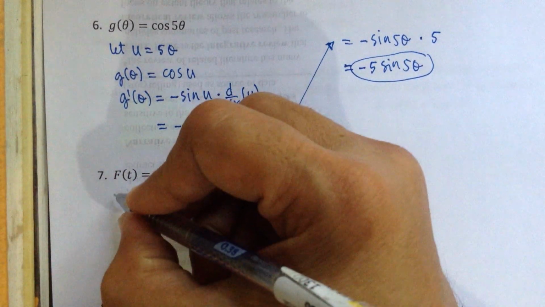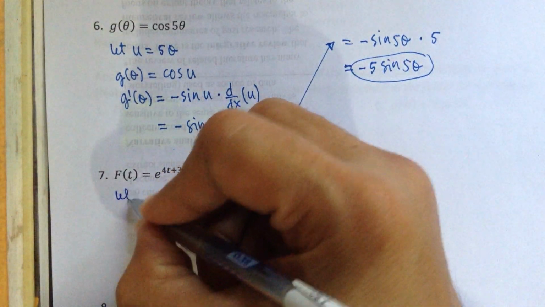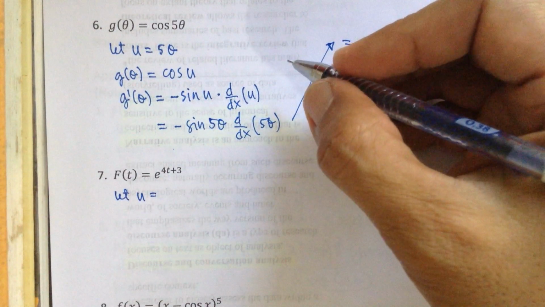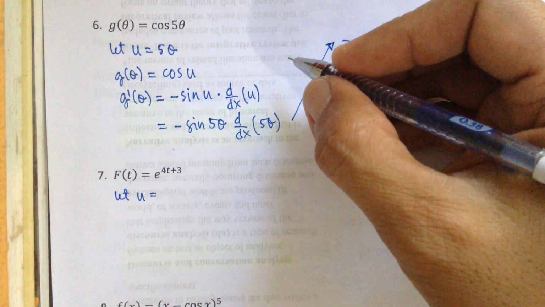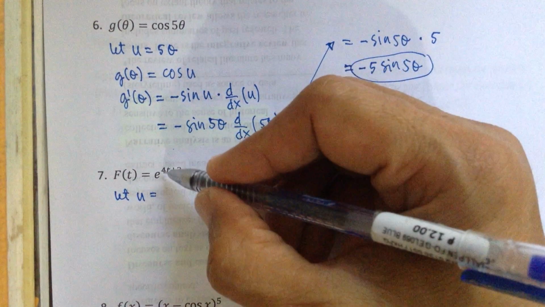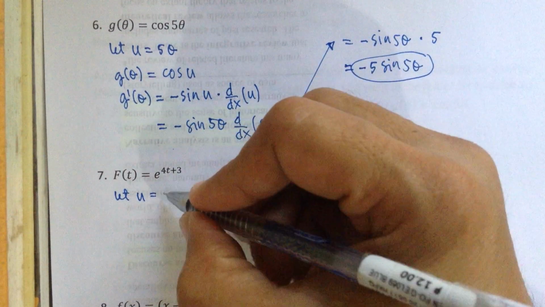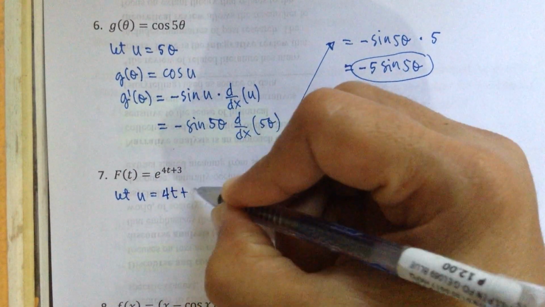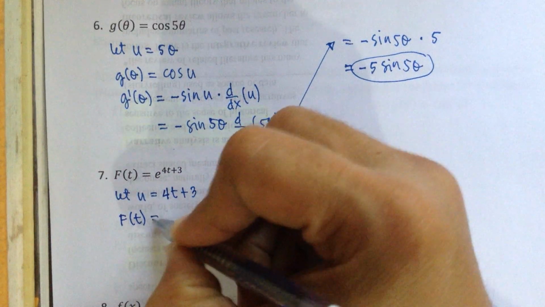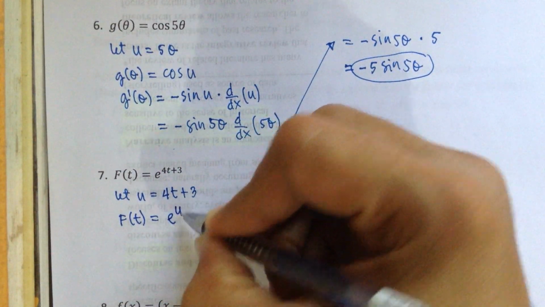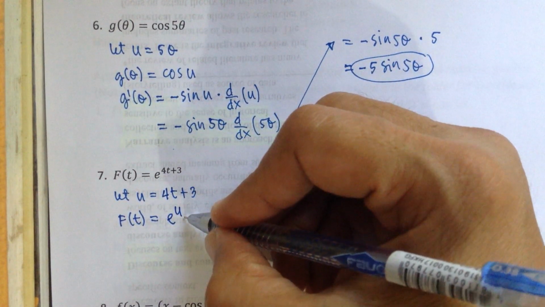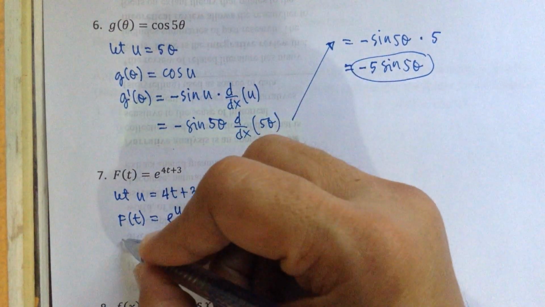Number 7. Now, what is your u here? This is actually an exponential function, a natural exponential function. And obviously the argument for the exponential function is the one that is in the exponent, no? So that means that your u is 4t plus 3. So that the function can be written as f of t equals e to the u. Okay.